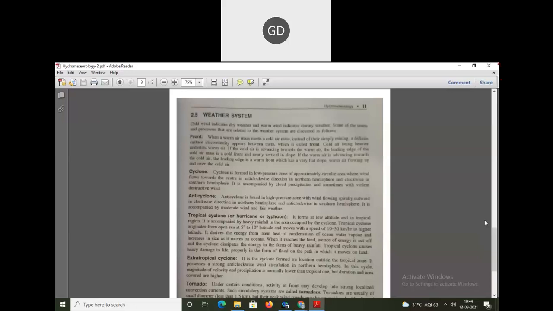Then next is convective weather. Convective weather includes showers and thunderstorms. All these things, like the updraft and downdraft of air, come under convective weather.